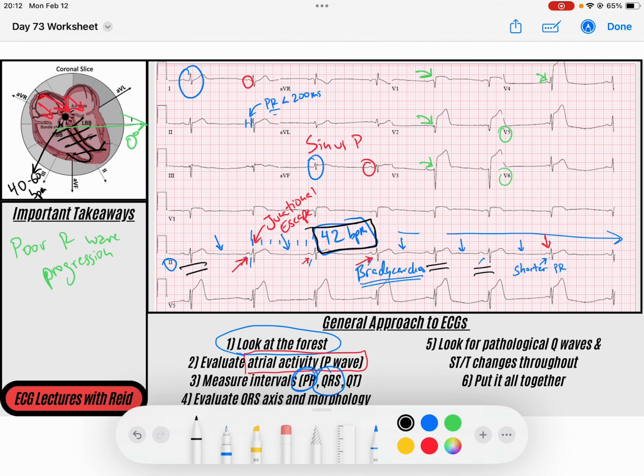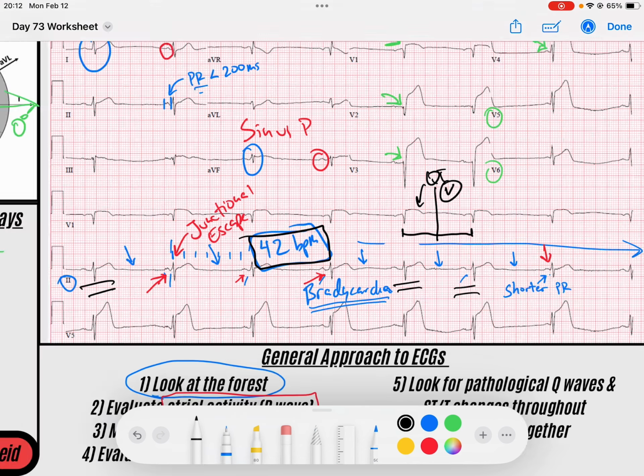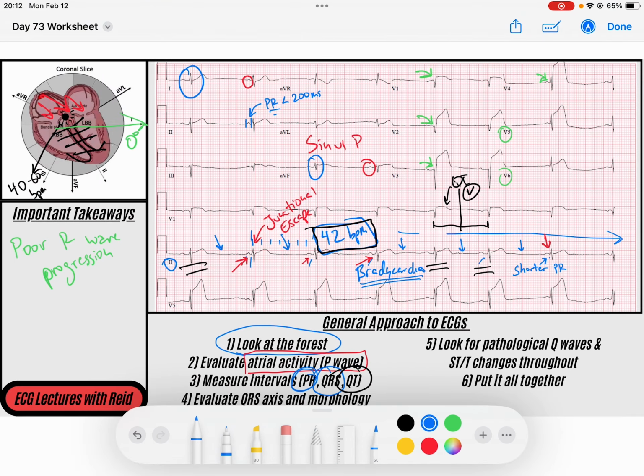Last thing we'll do for this part is look at our QT interval, and you can see that the QT interval is definitely appropriate. So I'd say we've got a normal QT. And so now let's look for our ischemic changes, our pathological Qs and ST changes.